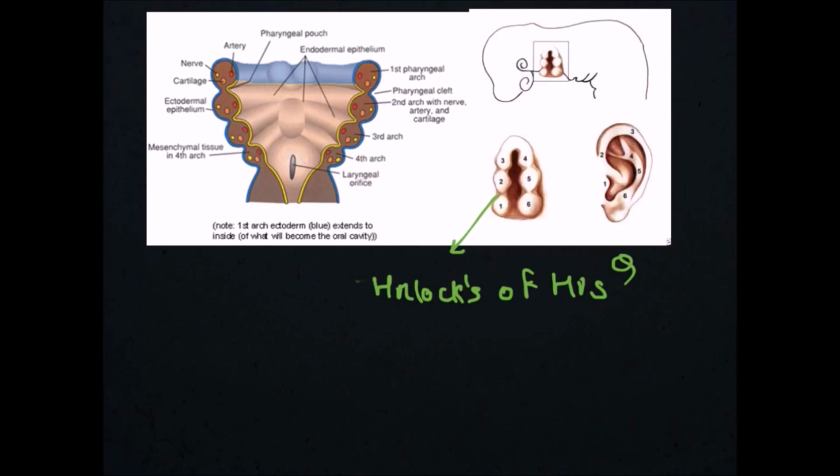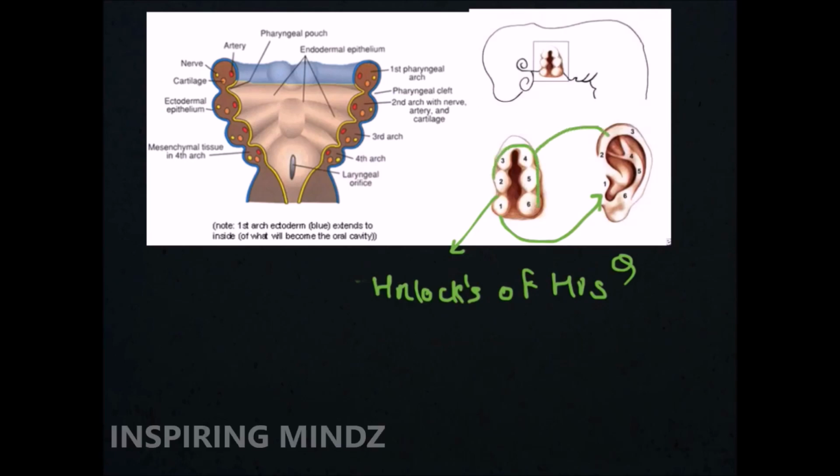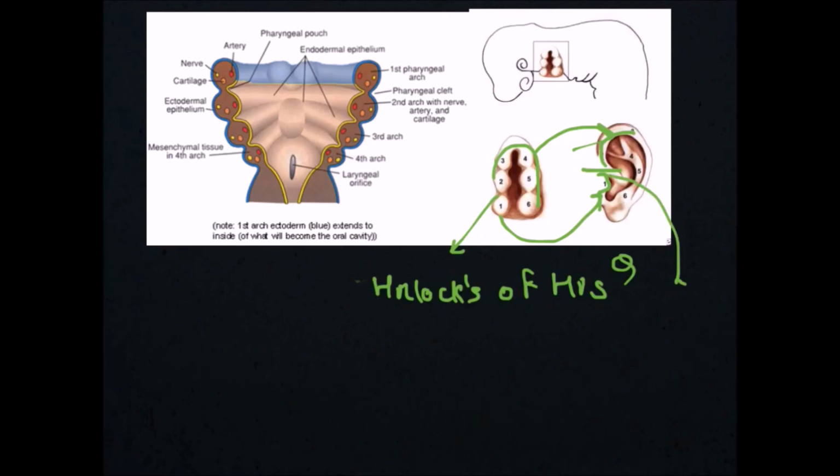The first swelling leads to the formation of the tragus, and the remaining 5 swellings lead to the formation of the remaining pinna. You can see that in between the first swelling and the second swelling, there is a region in which there is no cartilaginous portion. This portion is known as incisura terminalis.